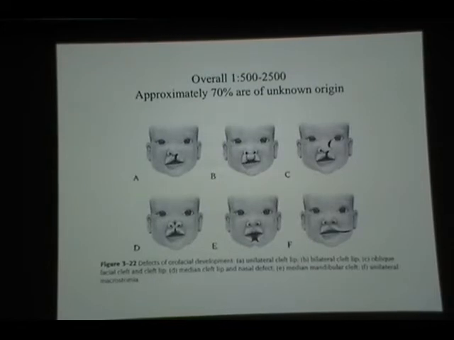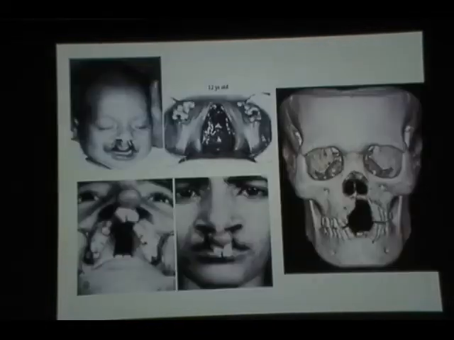And approximately 70% of these clefts, there's no real reason why. Nobody knows why there was a cleft. It was sporadic. In many cases, clefting is associated with a syndrome, and there's a reason why it's there. But in most cases here, nobody can explain why clefting happened.